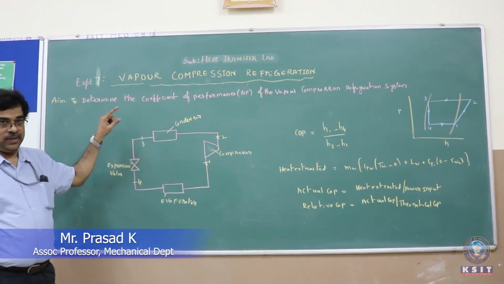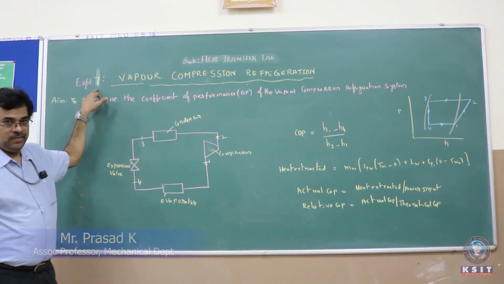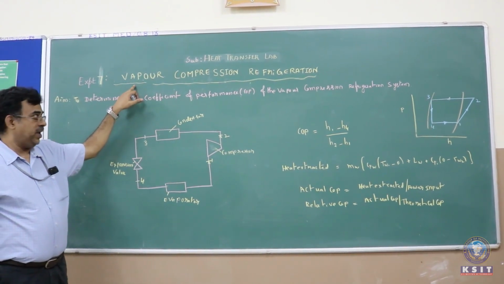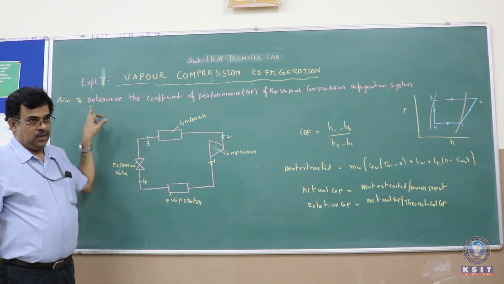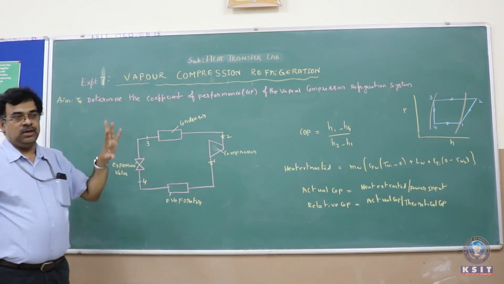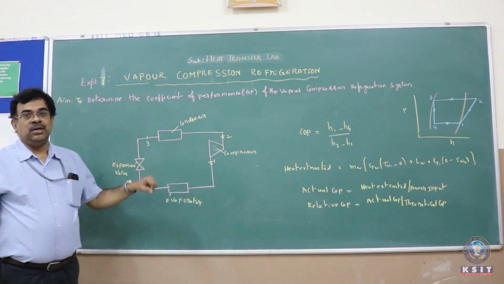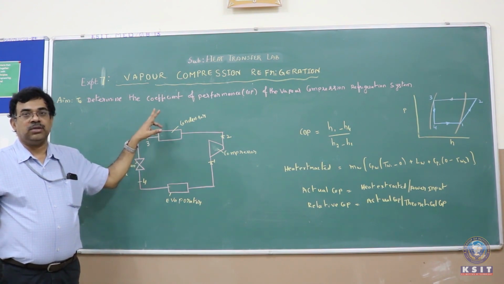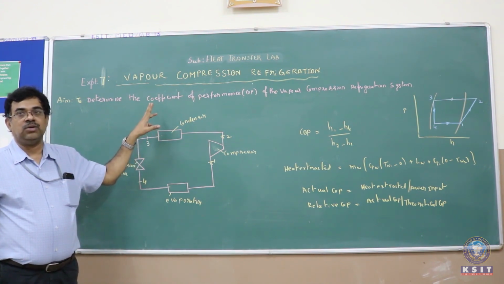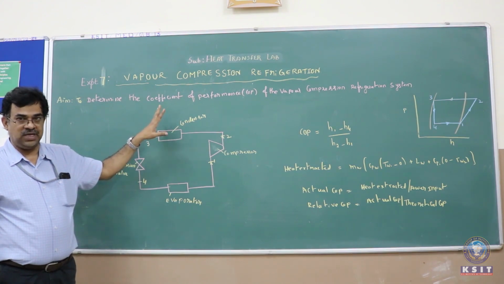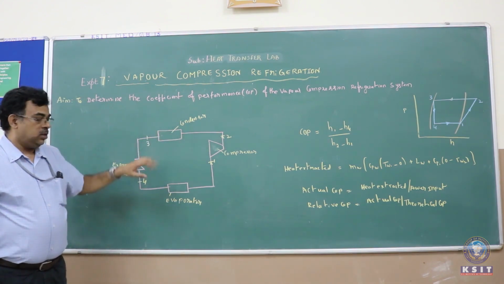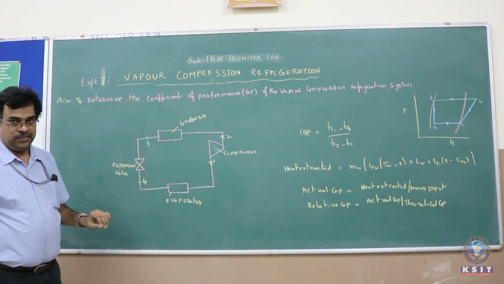Next experiment, experiment number 7. The name of the experiment is vapor compression refrigeration. The aim of the experiment is to determine the relative COP, the coefficient of performance, for a vapor compression refrigeration system.